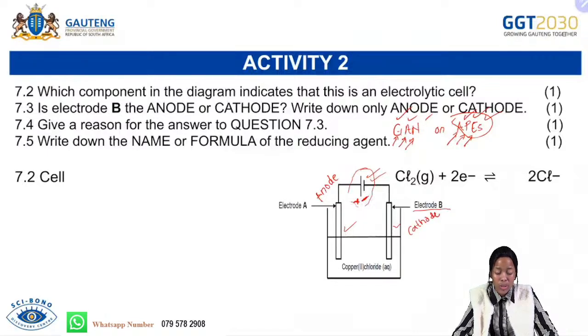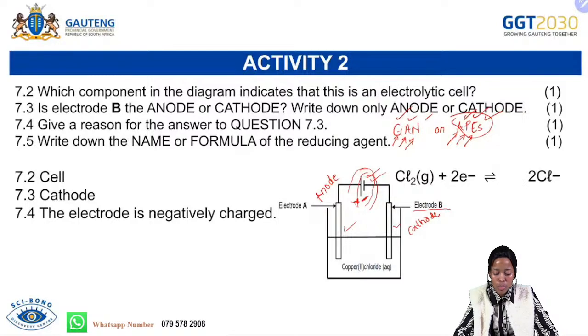Okay. So 7.3 says, is electrode B the anode or the cathode? Write down only anode or cathode. So our answer for electrode B will be the cathode. 7.4 says, give a reason for the answer to question 7.3. So what will be your reason there? This is because it is negative. The electrode is negatively charged.